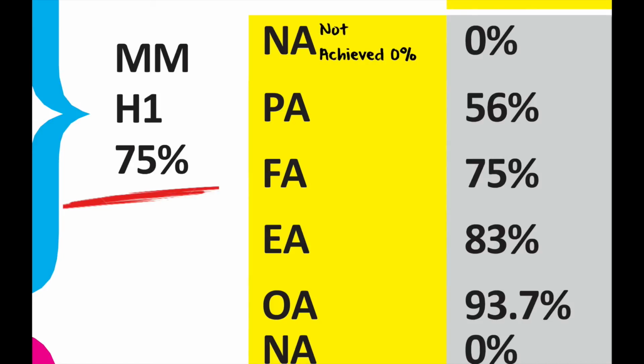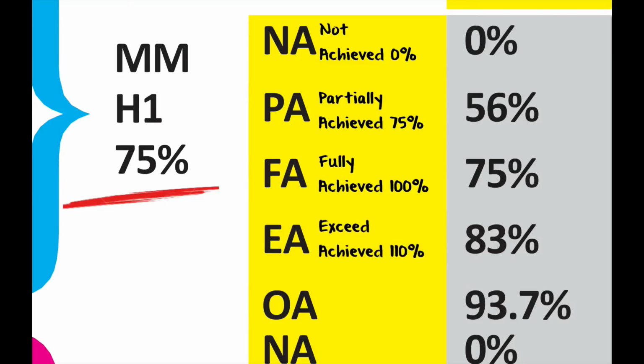NA, not achieved, means you are not entitled to bonus, or 0%. PA, partially achieved, means you are entitled to 75% of your bonus. FA, fully achieved, means you are entitled to 100% of your bonus. EA, exceed achievement, means you are entitled to 110% of your bonus. OA, overachieved, means you are entitled to 125% of your bonus.